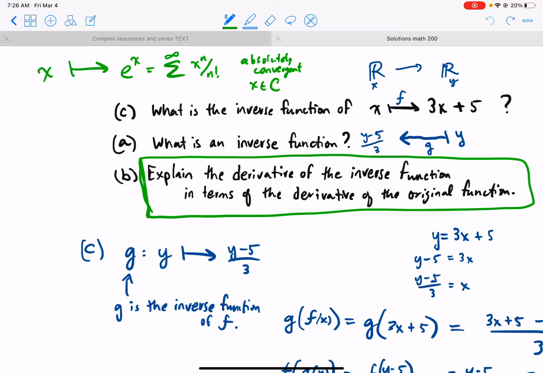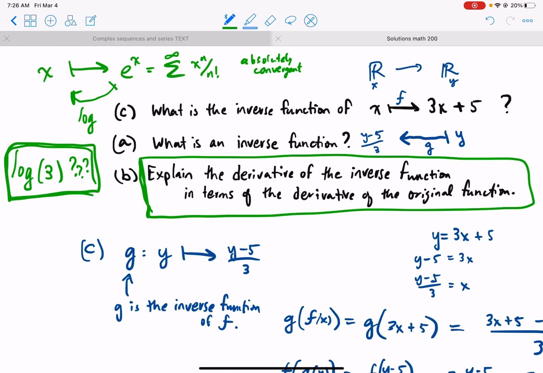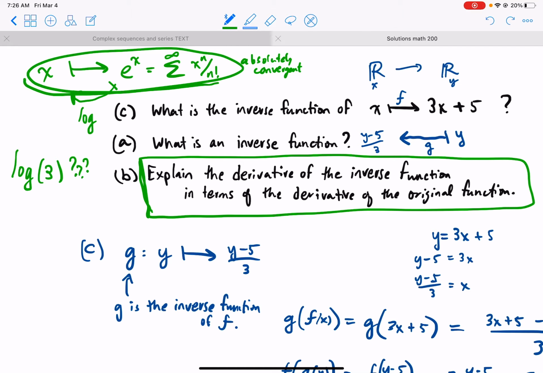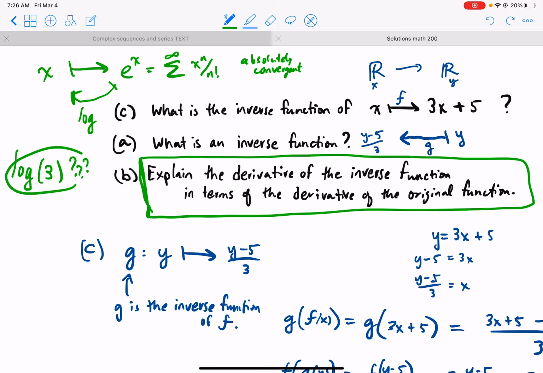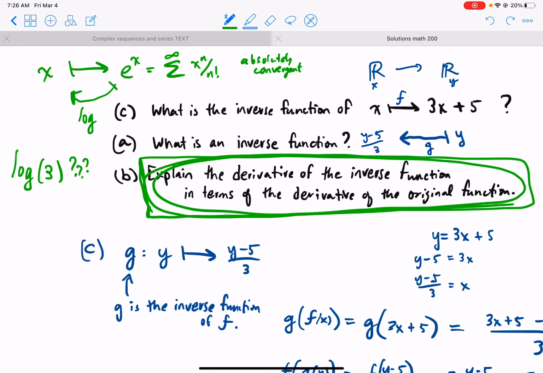Okay? But the problem is we would like to undo this. And that function is called log. And right now, nobody can compute the log of 3. So that's pretty bad. Now, the thing is, if we know a lot about this function, and if log is its inverse, then maybe we can use the derivative of the inverse to learn something.